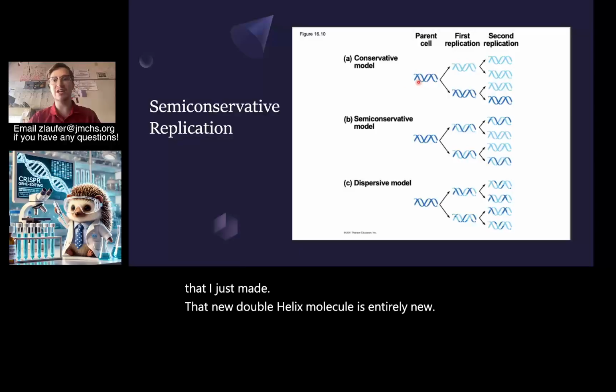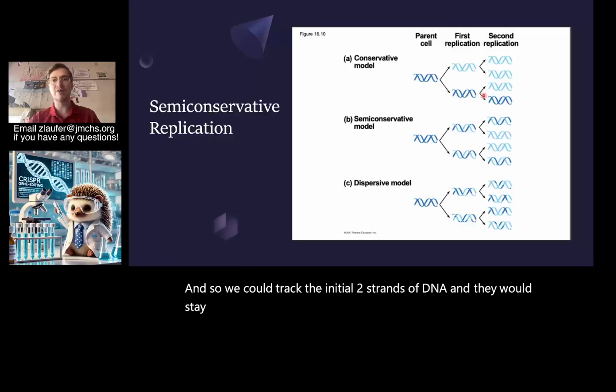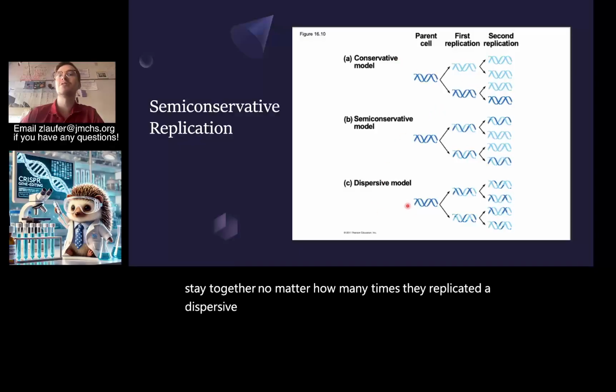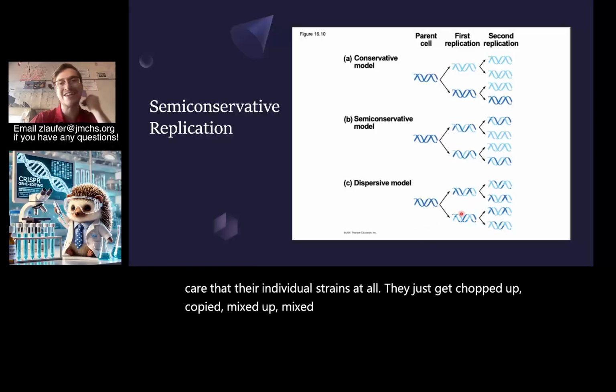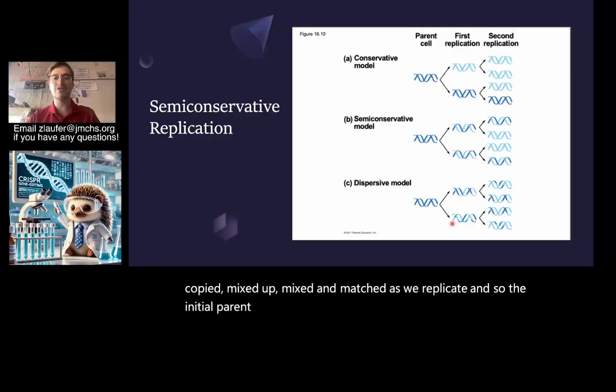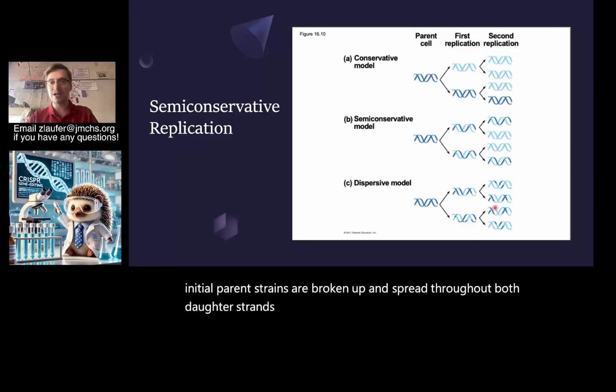And so we could track the initial two strands of DNA and they would stay together no matter how many times they replicated. A dispersive model is the other extreme, where basically we don't care that they're individual strands at all. They just get chopped up, copied, mixed and matched as we replicate. And so the initial parent strands are broken up and spread throughout both daughter strands and continue to spread out and fracture as we go through.